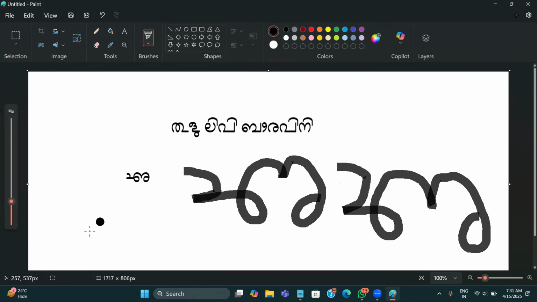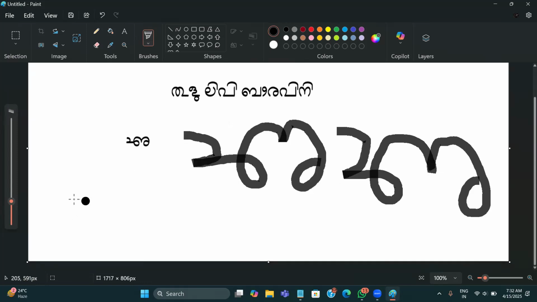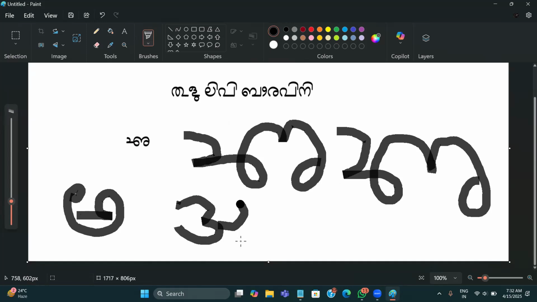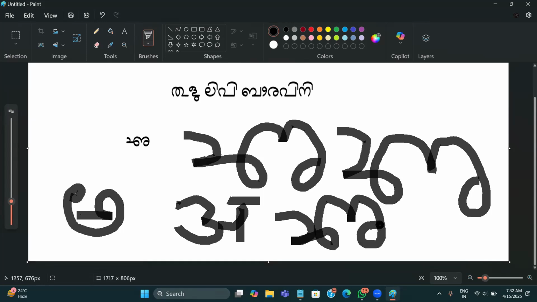I will show this Kannada letter and Hindi letter also. What this is. In Kannada, it is A like this, and in Hindi, it is A. A can be written like this, slowly moving like this, like this, and like this. Like this we can write.